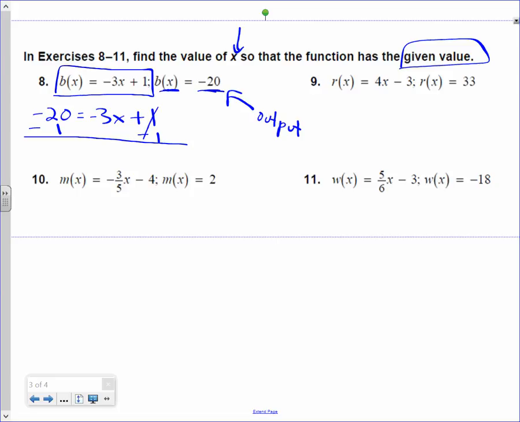Watch. Negative 3x equals, what's negative 20 minus 1? Nice. Let's get x by itself now. Now what? Divide both sides by negative 3. Divide by the 3 and the negative 3. So I have x equaling, right, negative divided by negative is positive, positive 7. So there's my input. We found the input. They gave us the output. We found the input. We worked in reverse.